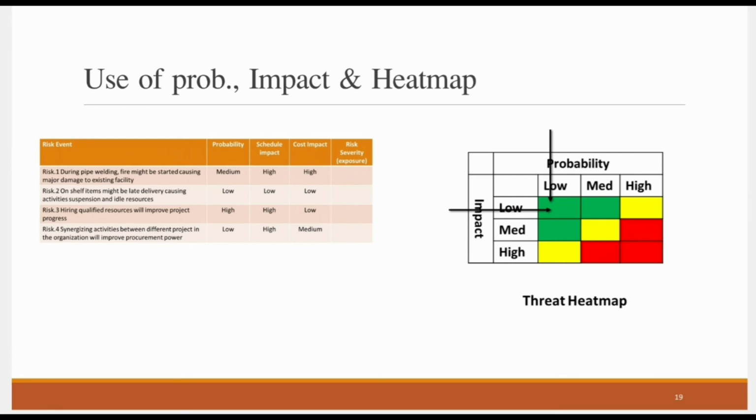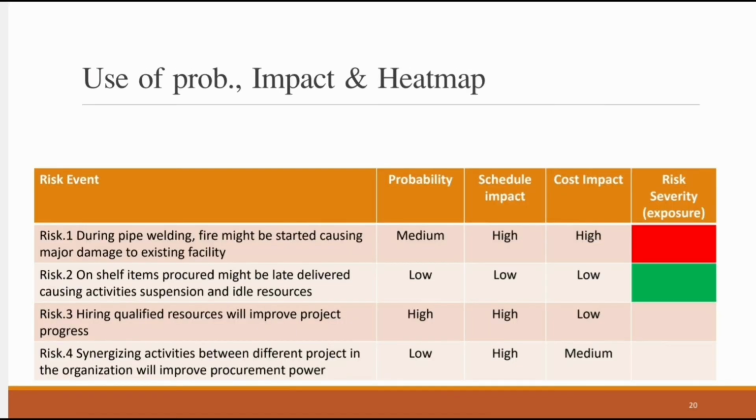Risk number two is that the on-shelf items might be delivered late, causing activity suspensions on either resources. And you will see that the probability is low, schedule impact is low, and cost impact is low. So the probability is low with an impact of low, and that's going to be a green risk for me. So we now have one red risk and one green risk.